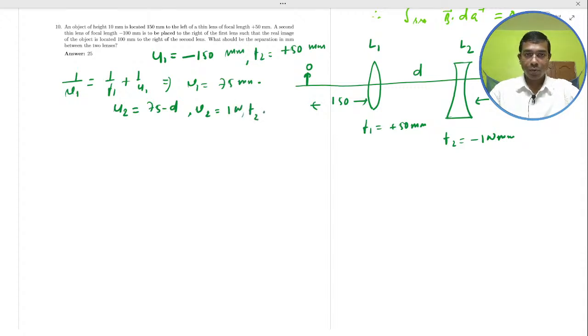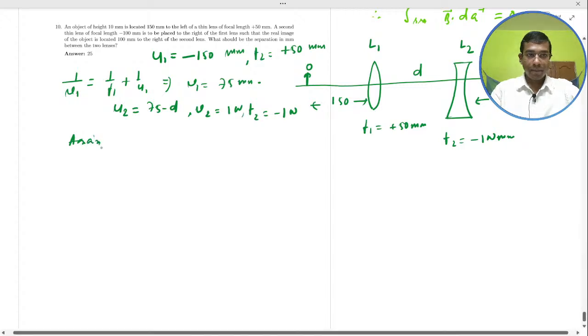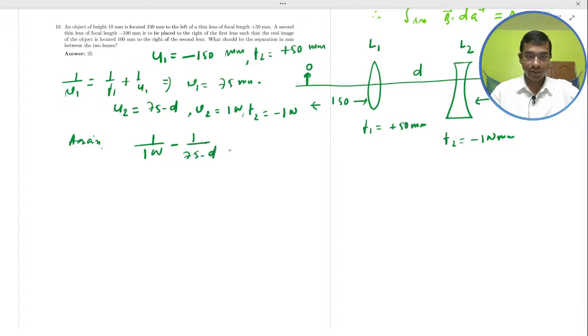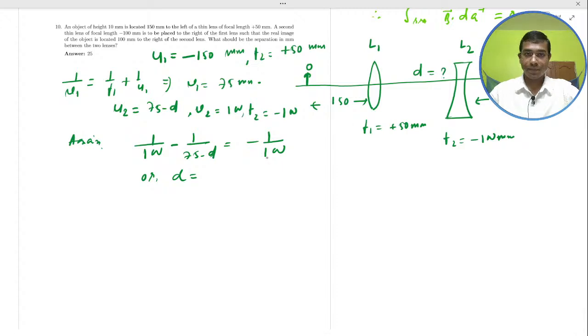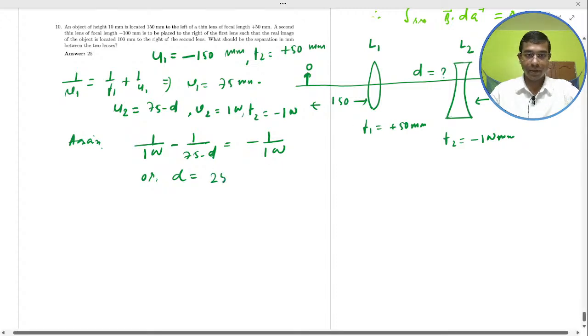Okay, F2 is given as minus 100. Next, again apply the lens equation. 1 by 100 minus 1 by 75 minus D is equal to minus 1 by 100. You would get the value of D, the separation between the two lenses, which you have to find. This would become 25 millimeter. So 25 would be your correct answer.